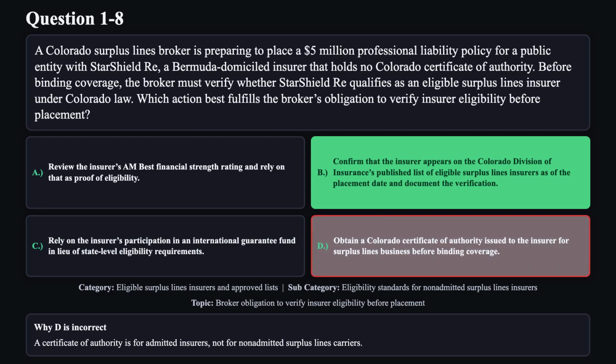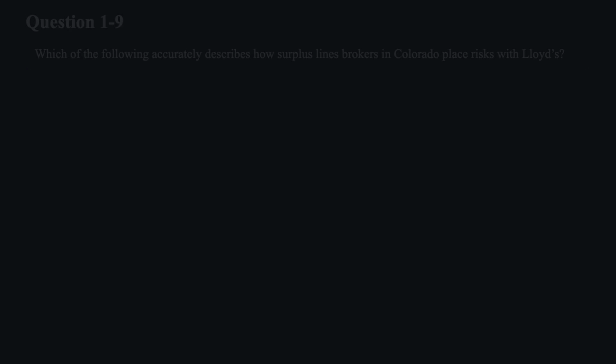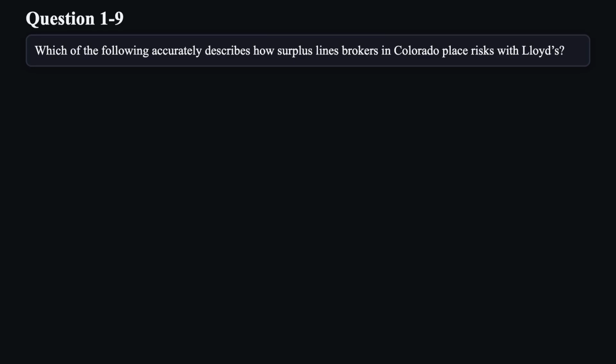A certificate of authority is for admitted insurers, not for non-admitted surplus lines carriers. Question 9. Which of the following accurately describes how surplus lines brokers in Colorado place risks with Lloyd's?